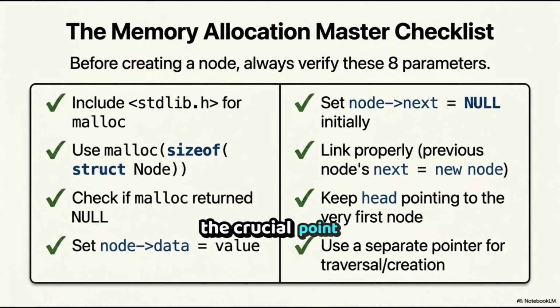So, the crucial point is that you must religiously follow a pre-flight checklist before creating any node. Include stdlib.h for malloc. Use malloc properly. Always check if malloc returned null. Set your new node's next pointer to null initially to keep it safely grounded. And finally, link it properly to the previous node. I promise you, following these rules will save you literally hours of debugging.